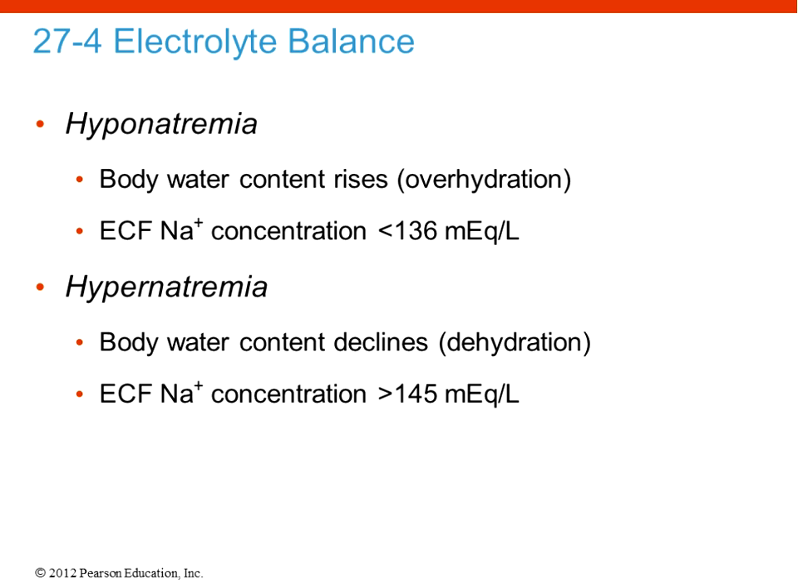Hyponatremia is when your body water content rises. You have overhydration that takes place. Your extracellular fluid sodium concentrations are very low. So hyponatremia is an overhydration. This would be the slide that we just looked at, where sodium ions declined. So we had a low concentration of sodium ions, and a much higher than normal concentration of water. We don't have enough of that particular electrolyte.